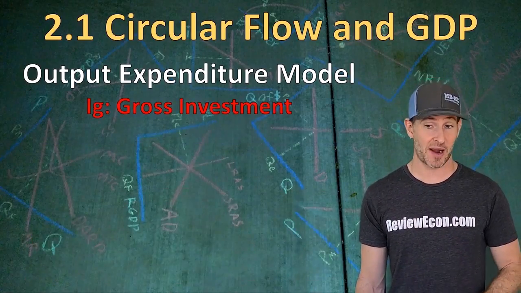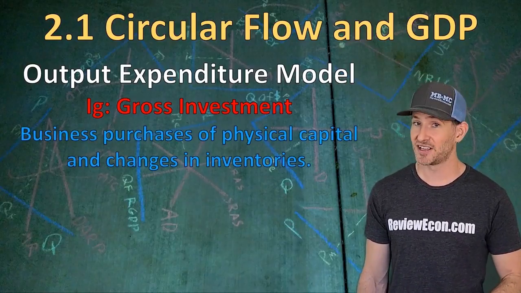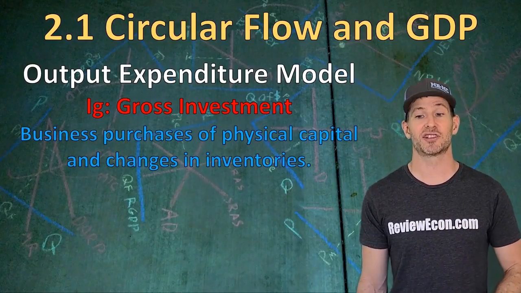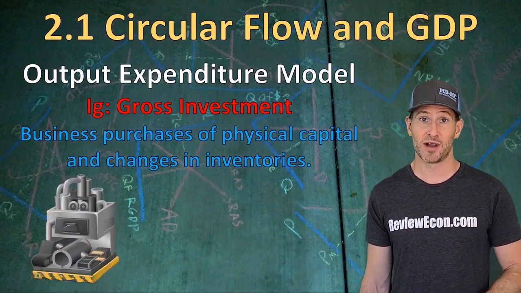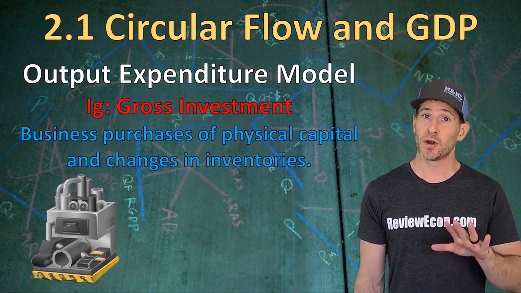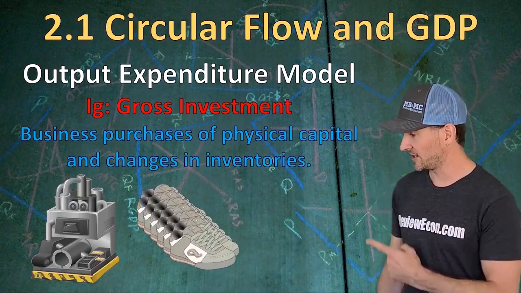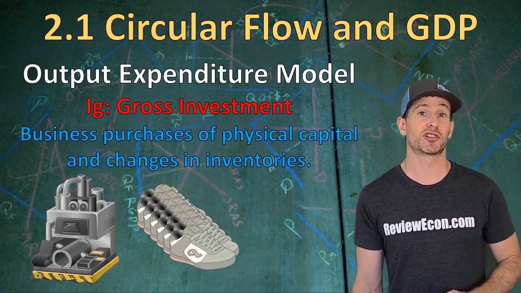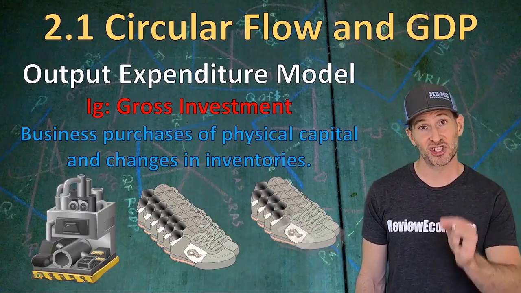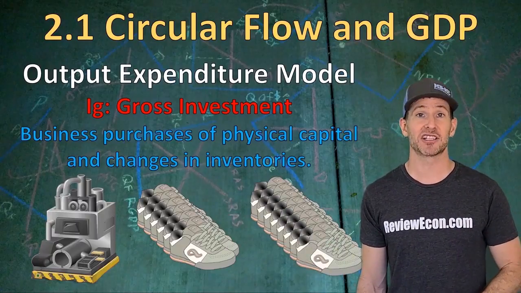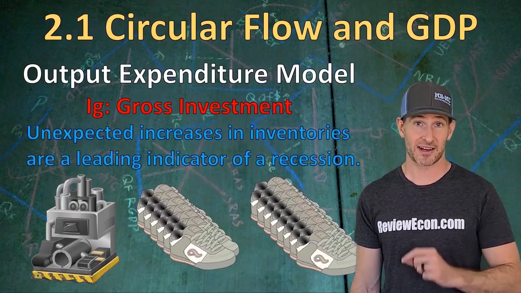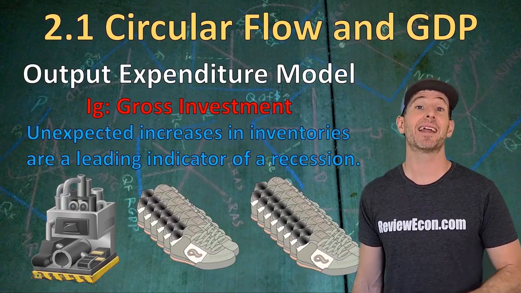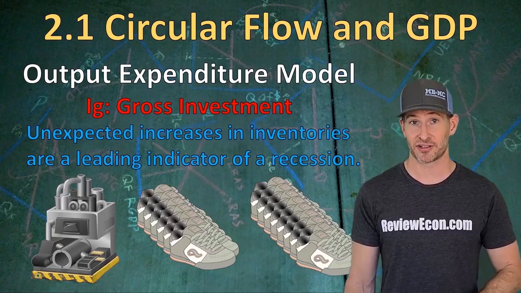Here we are looking at primarily business purchases of physical capital, but we also look at changes in inventory. So if the business purchases some new capital equipment, that gets added to GDP. We also look at, for example, a shoe factory that produces more shoes than it sells. That change in inventory will actually be added to GDP as gross investment. A little side note, unexpected increases in inventories can be an indication of economic downturn up ahead.